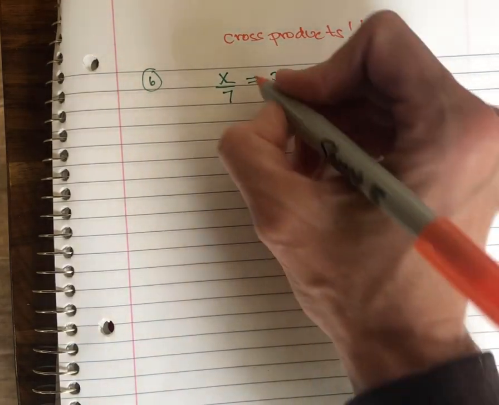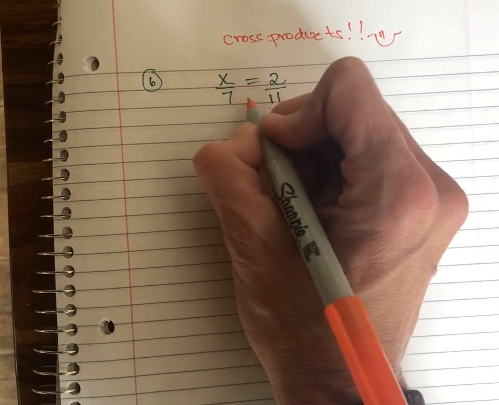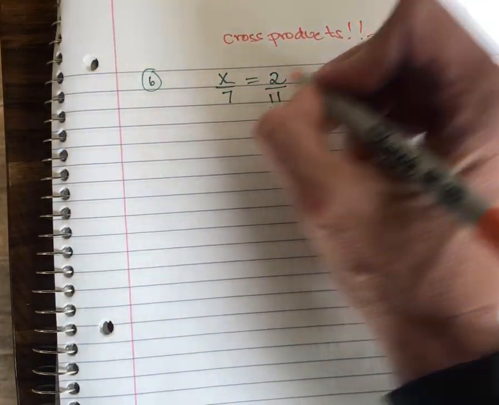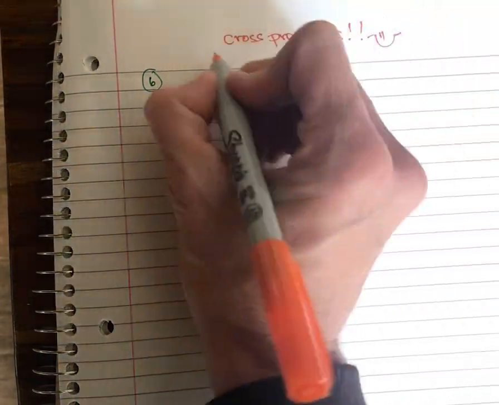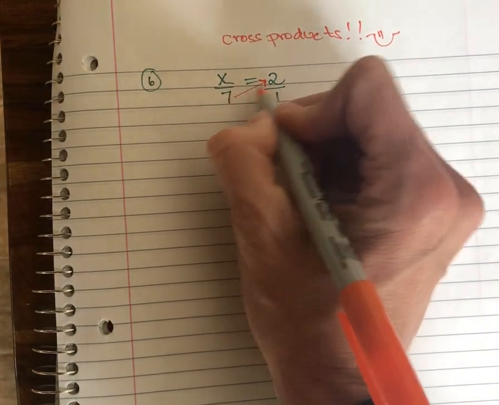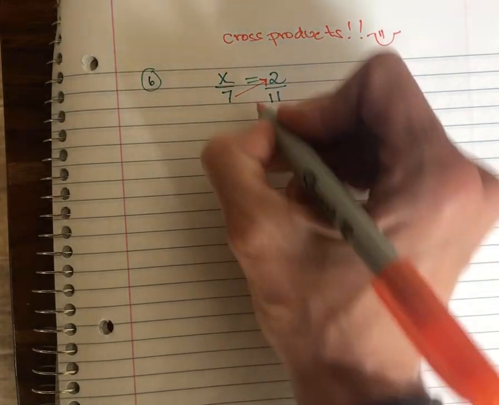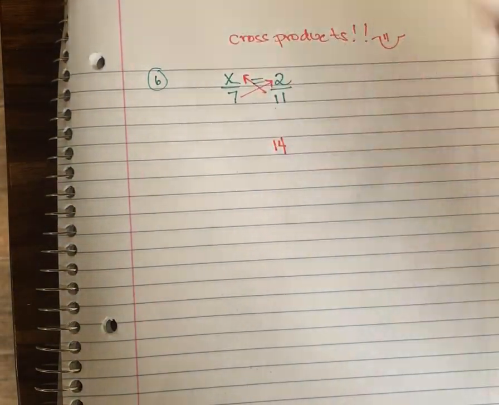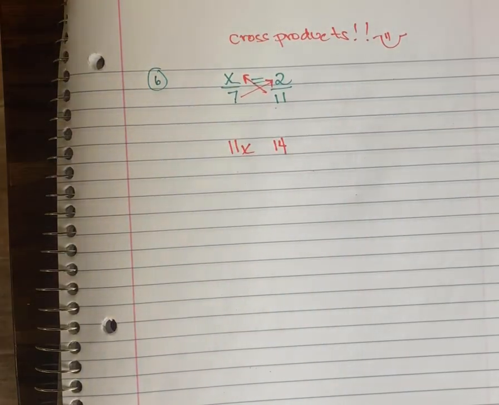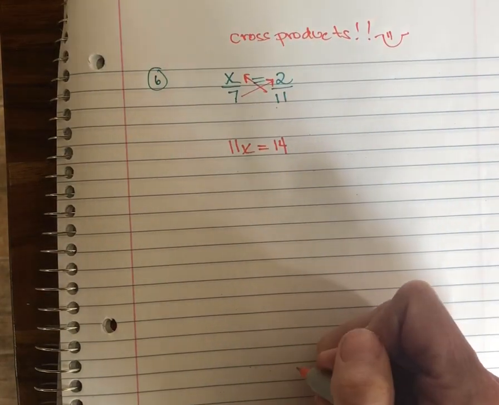Okay, so when we do cross products, remember, if there's an equal sign in between, the cross products will automatically be equal. Okay, and I'm just gonna write them underneath because I don't really have room to work out an equation up here. You'll see what I mean. 7 times 2 is 14. That's one of our cross products. Our second cross product, 11 times x, 11x. And if the ratios are equal, their cross products are equal.